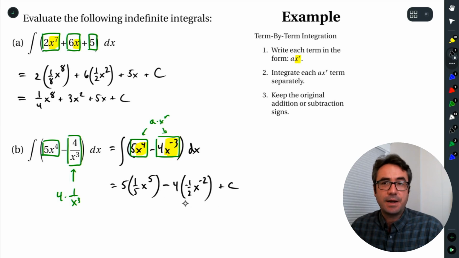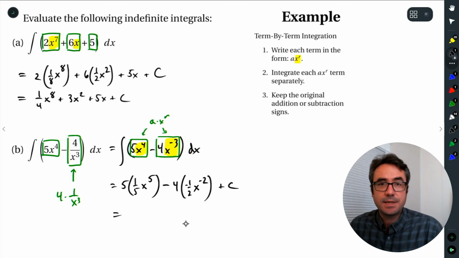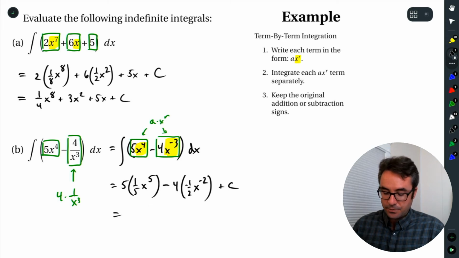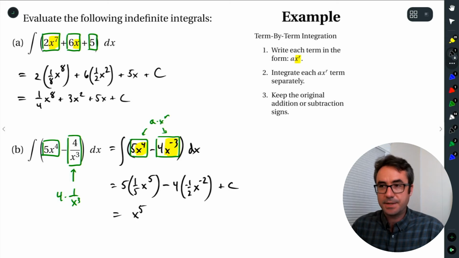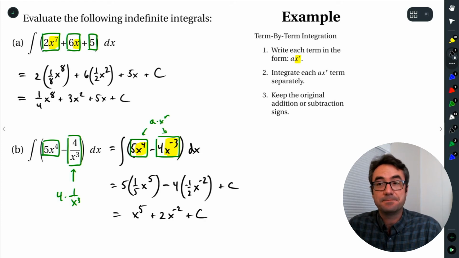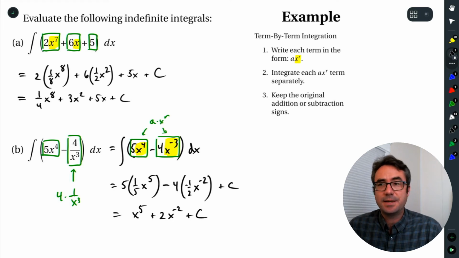And then we just simplify. Once you get the hang of these, you might be able to get the simplified answer right away without even showing this step. So 5 times 1 over 5 is 1. We get x raised to the power 5. -4 times -1/2 is positive 2. So we have positive 2 times x raised to the -2, and then plus c. All right, so this is term-by-term integration, and it's really nice.